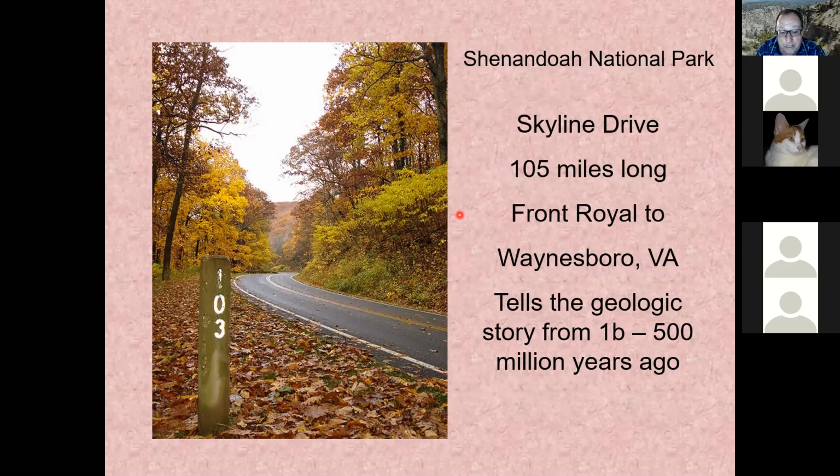It's a beautiful area, and of course, Shenandoah National Park, the Skyline Drive goes through Shenandoah National Forest from Front Royal down to Waynesboro, Virginia. And along the way, there's a geologic story from 1 billion years to about 500 million years old. This is actually within the Blue Ridge province, and that's the same as what we see in Pennsylvania around the Caledonia State Park area and Blue Ridge Summit area. But the rocks are a little bit older down here in Virginia.